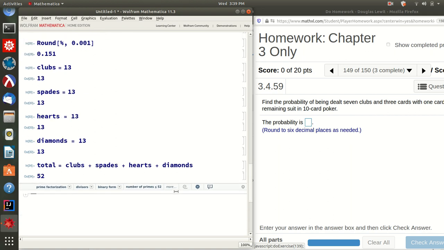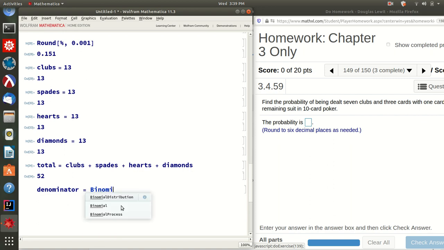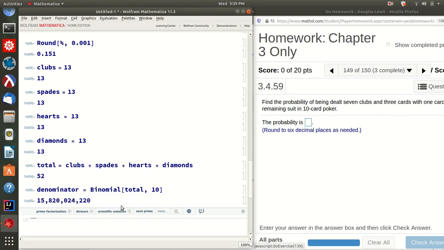So I'm playing 10-card poker here, being dealt a hand of 7 clubs. First of all, the denominator: in most of these problems you have a numerator and a denominator, and the probability value is always going to be between 0 and 1 inclusive. So my denominator is binomial of total 52, choosing 10 cards. That's a pretty big number. That's my denominator.